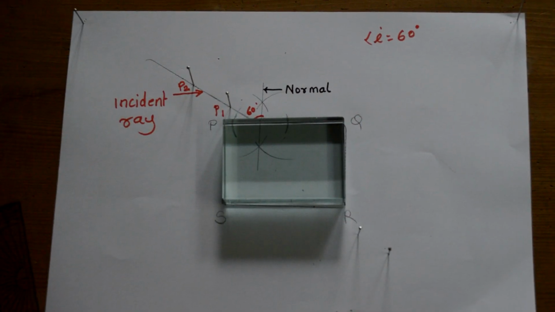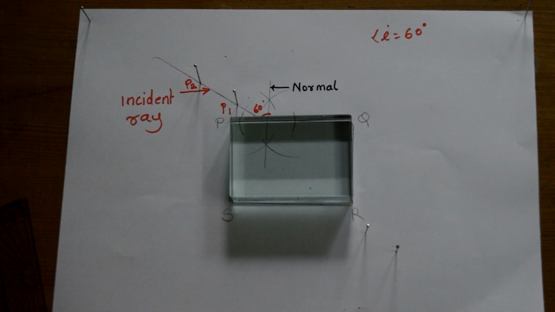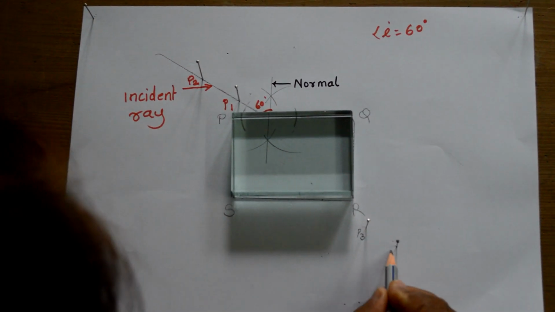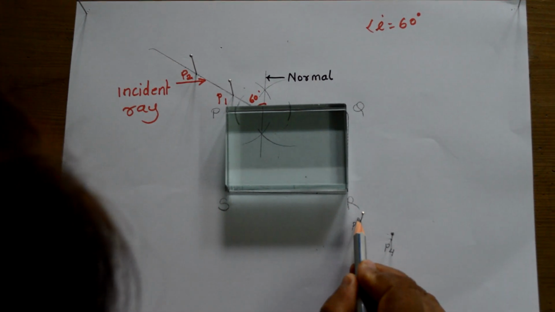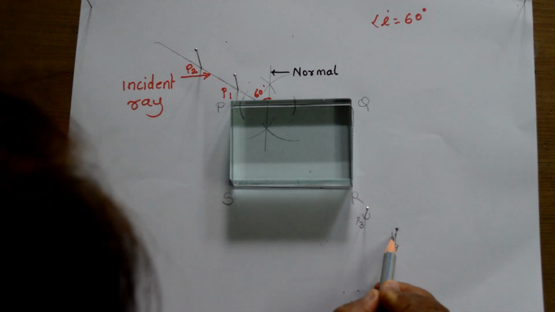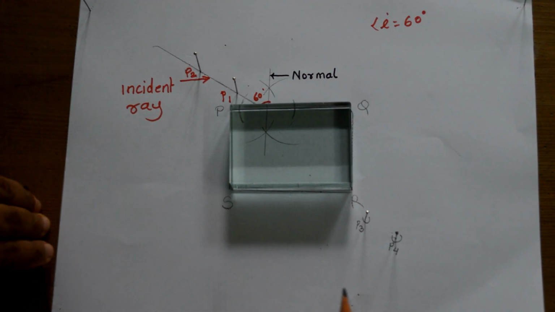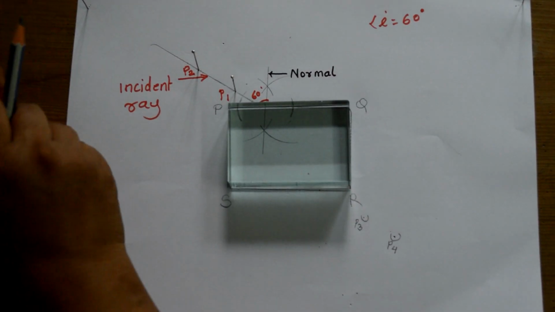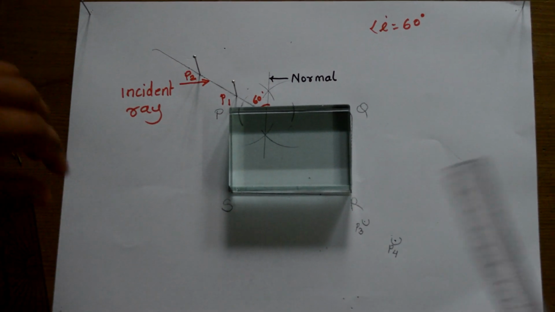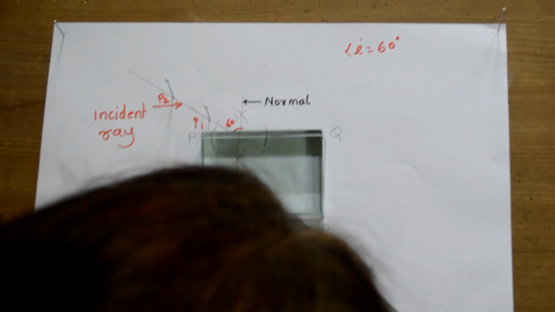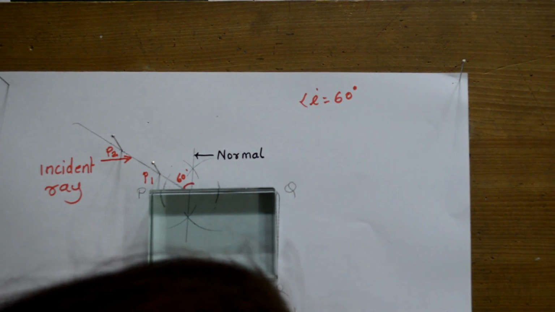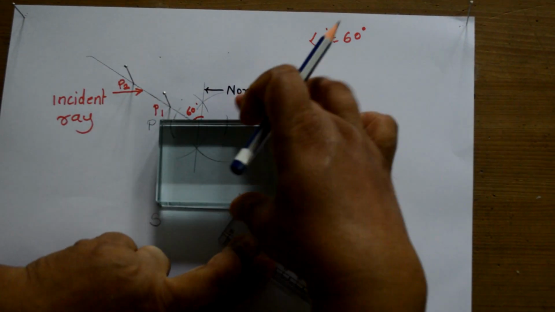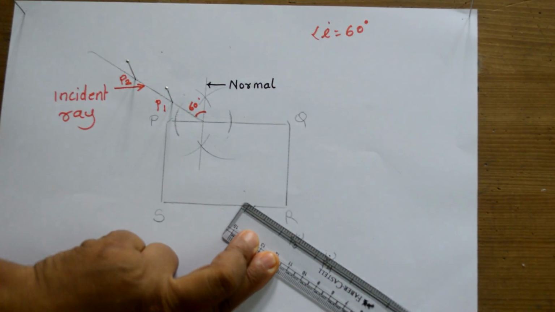Now we will be locating, labeling pin 3, pin 4 as we did previously, drawing a circle around pin 3 and pin 4 and removing the pins, taking the scale, trying to join these 2 points pin 3, pin 4 towards the line SR by removing the glass slab away.